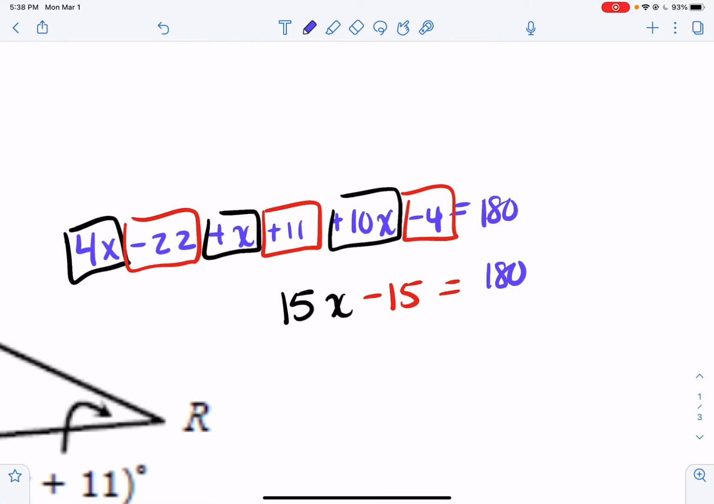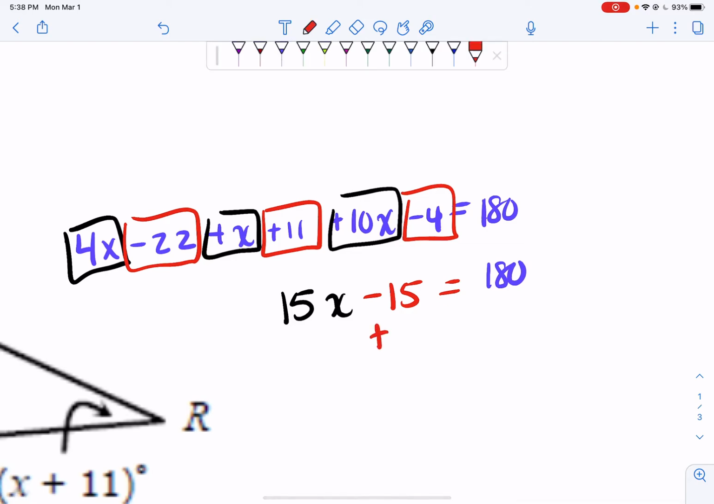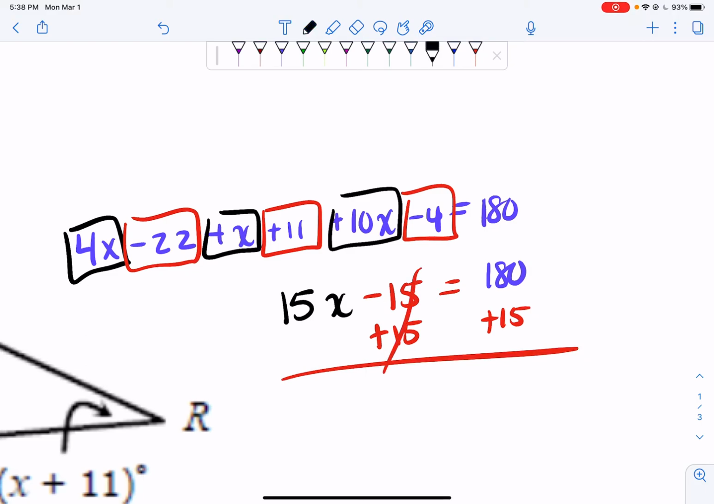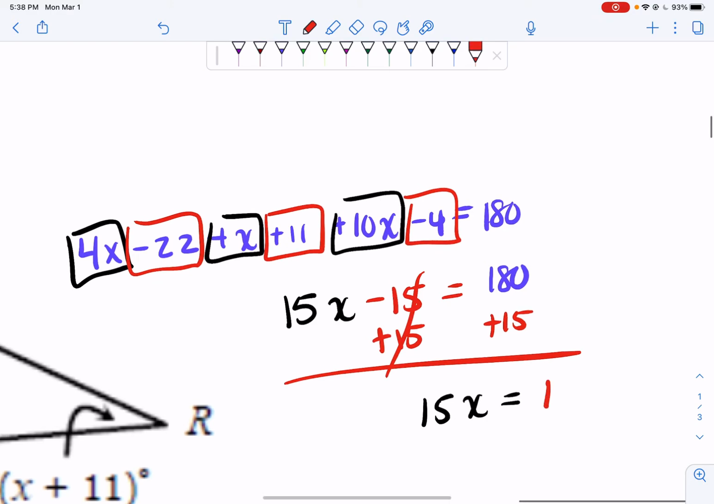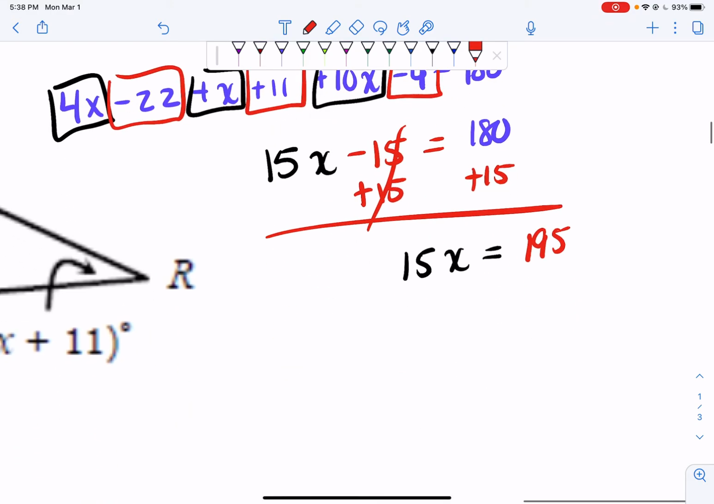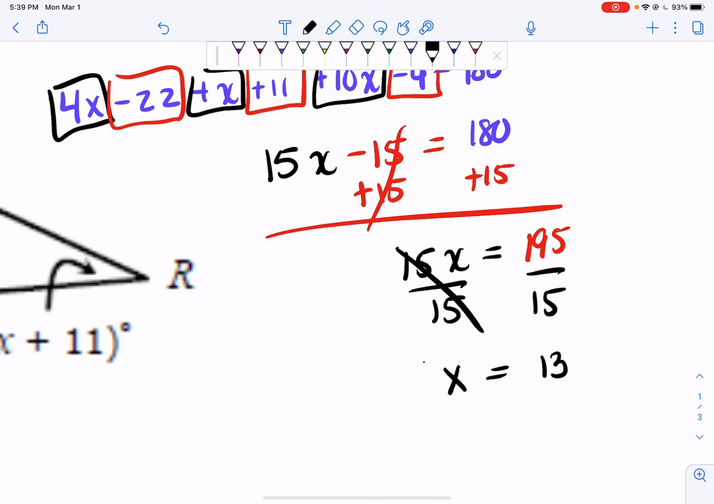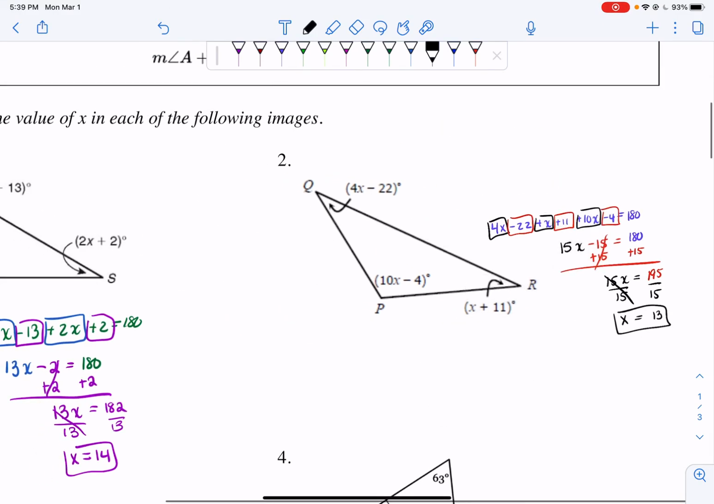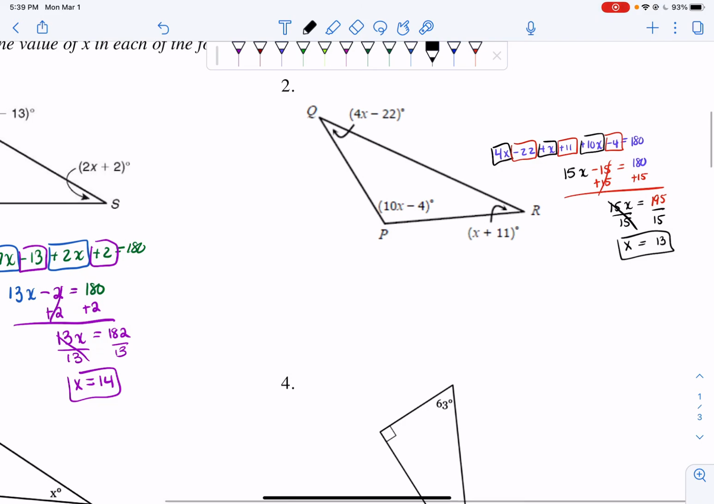It became a two-step equation now. Add 15 to both sides of my equation to cancel it out. I get 15x equals 195. And now I divide both sides by 15. So 195 divided by 15 is 13. So I get x equals 13 as my final answer. Didn't I just get a 13? Oh, I got 14. That's not that far off. And that's it for number 2.